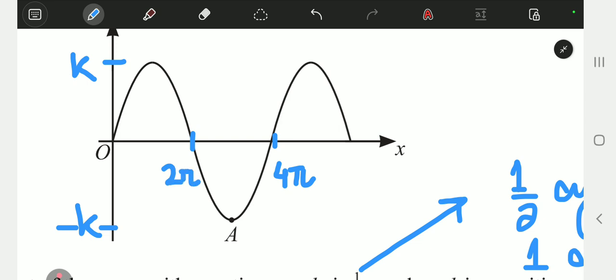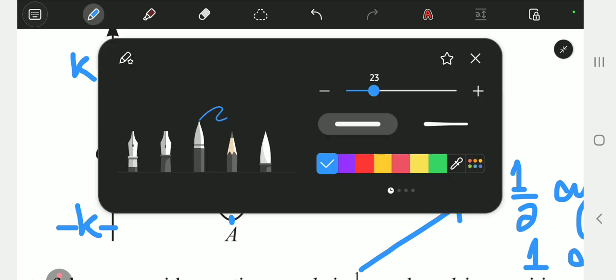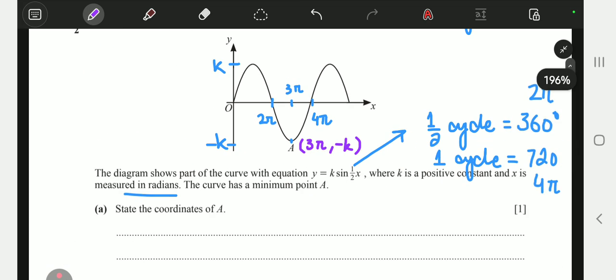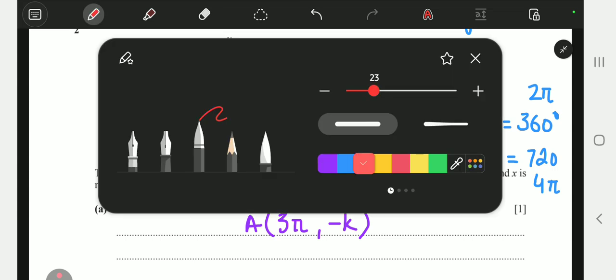Then what will be in between, at this point? This must be 3 pi. From this we can conclude that your x coordinate is 3 pi and the y coordinate of this point A is minus k. So you can state that A is (3 pi, minus k). Okay, this is one way of doing it.